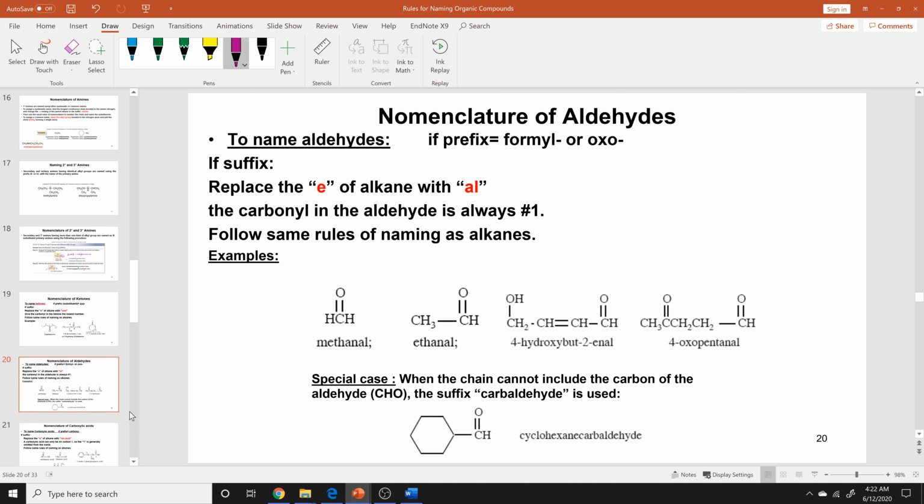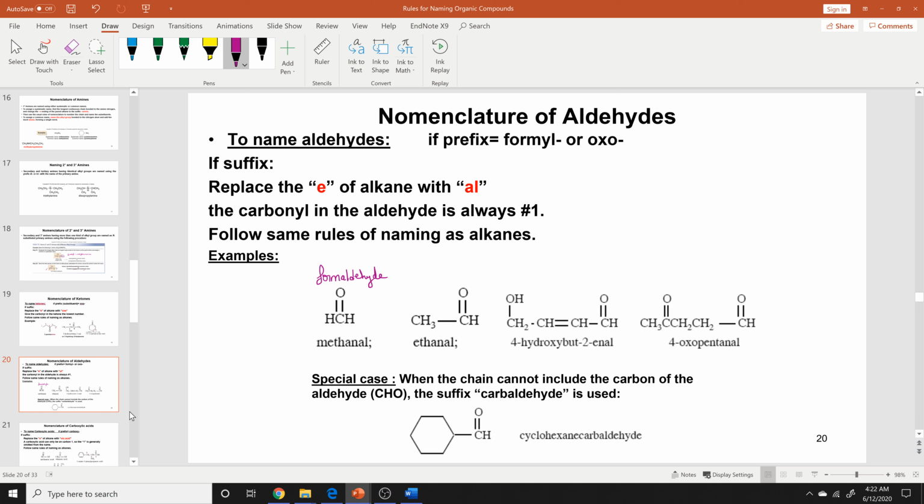Now with respect to the aldehyde, with aldehyde again, if it's a prefix or if it's a substituent, we're going to name it as formyl or oxo. And if it's part of the main chain, then we're going to drop the E of the alkane and we're going to add -al. Aldehydes are always carbon number 1. The simplest aldehyde is called methanal, okay, or formaldehyde.